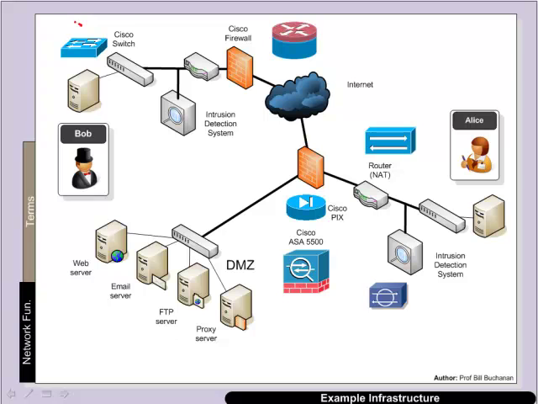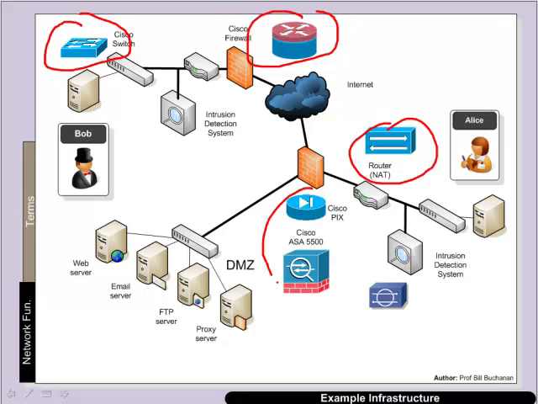Some of the icons that we might see as part of the Cisco part: a Cisco switch, a Cisco firewall, a network address translation device, Cisco PIX ASA, and an intrusion detection system.